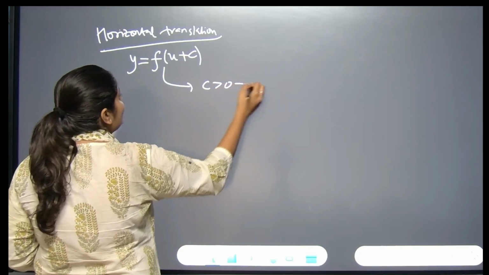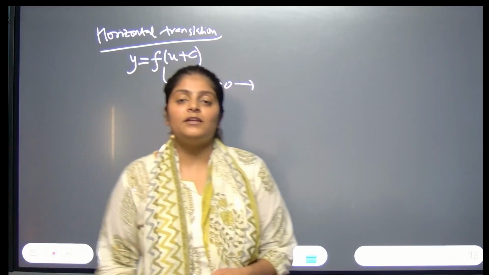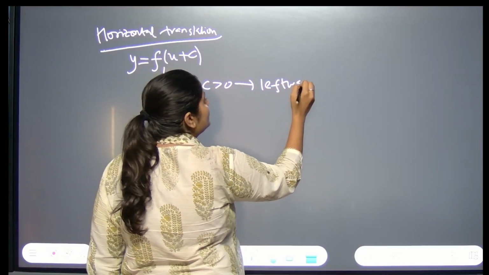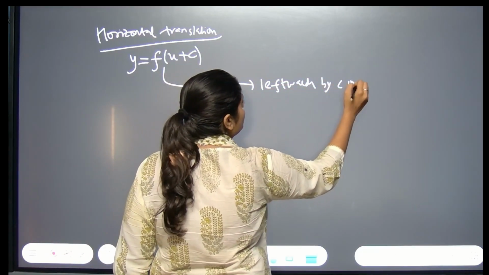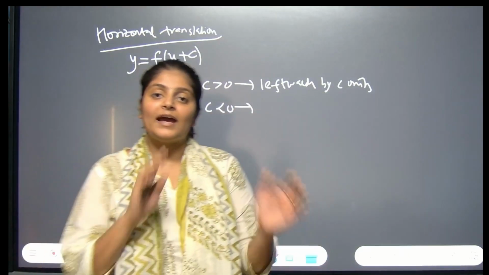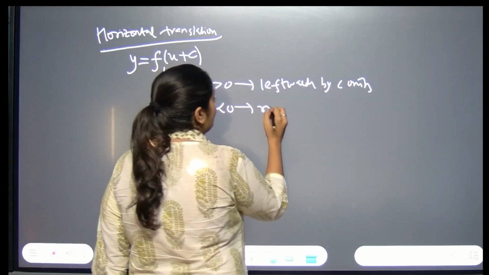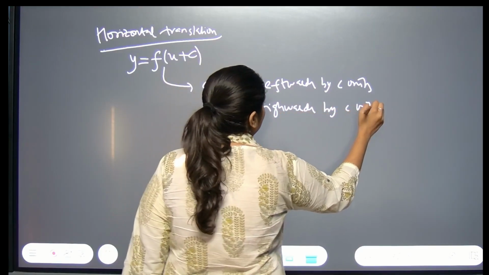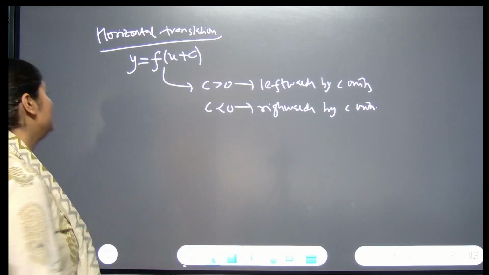If c is greater than 0, the graph shifts leftward by c units. And similarly, if c is less than 0, the graph shifts rightward by c units. Let's see this by an example.